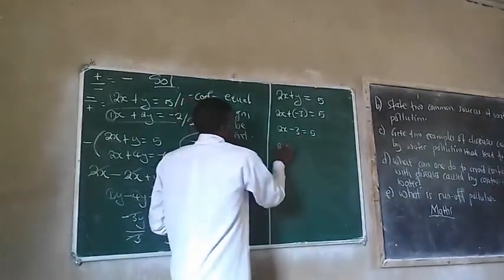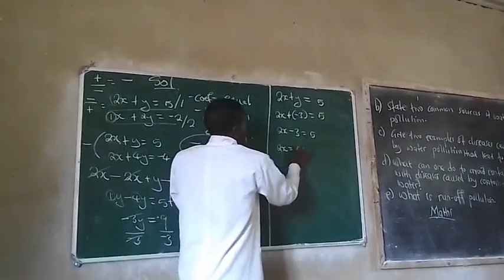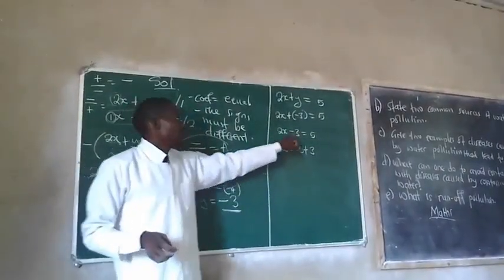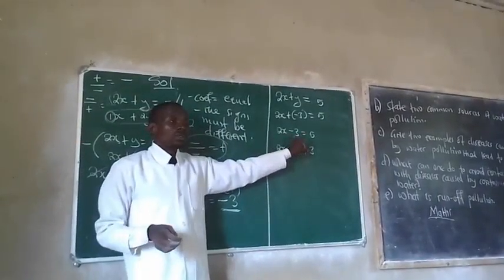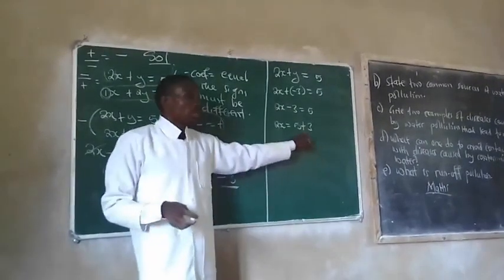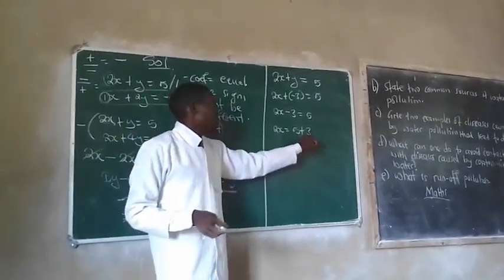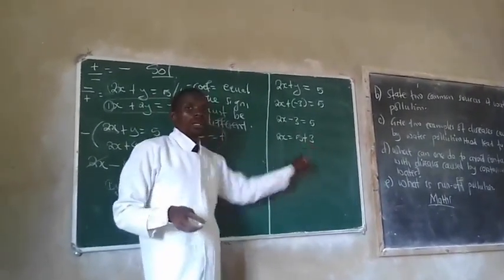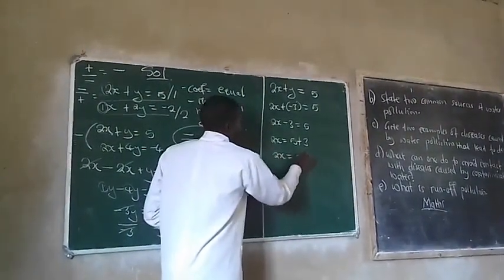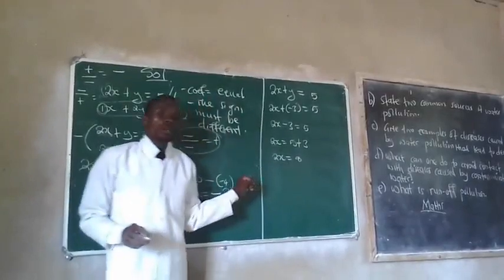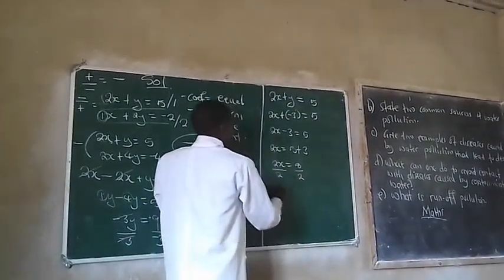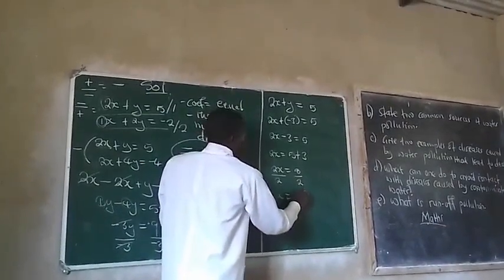Therefore, this is going to be now 2x equal to 5 plus 3. That is the additive inverse of negative 3. So it means that if it goes that side, it becomes a positive. Now let's add 5 plus 3. What will be the answer? 8. So we are saying 2x is equal to 8. Then what do we do there? We divide by 2.